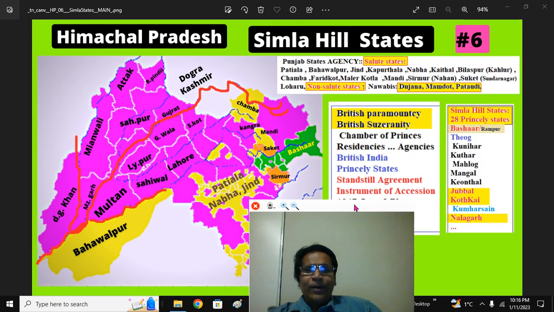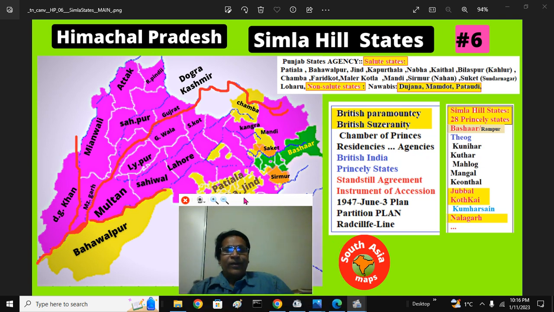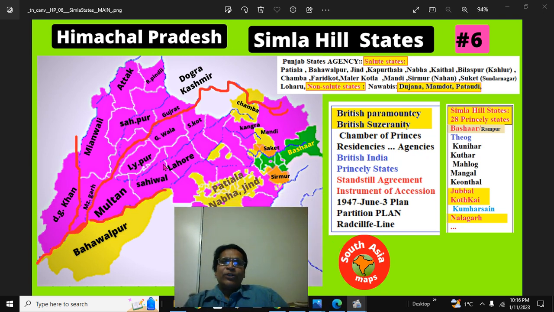So before that, the overall idea we are talking about is there is a British Punjab after the Treaty of Lahore 1848. Then directly governed territory, there were certain residencies. That means the residents used to reside in Bahawalpur, Mandi state. There are also agencies, salute states, non-salute states. Patiala, Bahawalpur, Jind, Kapurthala, Nabha, these are the separate princely states under the Punjab States Agency. There are non-salute states, small ones like Nawabs of Pataudi, Mamdot and so on. Mamdot is near here, Firozpur district now.